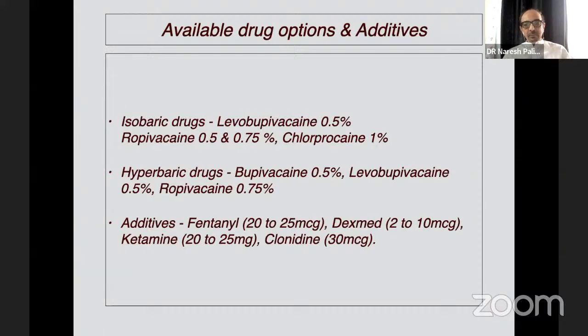There are many additives which many people are using, but the preferred ones which will not lead to post-op nausea, vomiting, and allow early recovery are fentanyl and dexamethasone 2 to 10 micrograms. Dexamethasone can prolong the duration in a dose-dependent manner. Ketamine has a propensity to block sensory nerves in preference. Shorten the motor block time. They will increase the duration of sensory block. Clonidine can also be used in low doses.